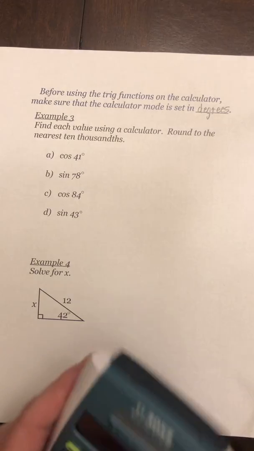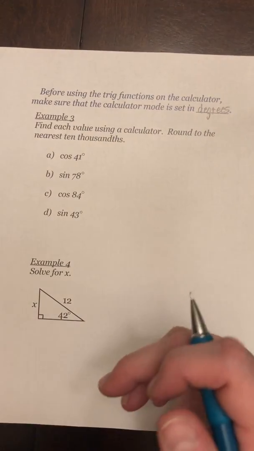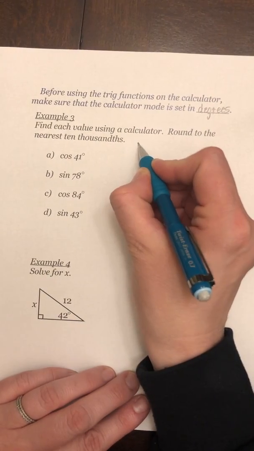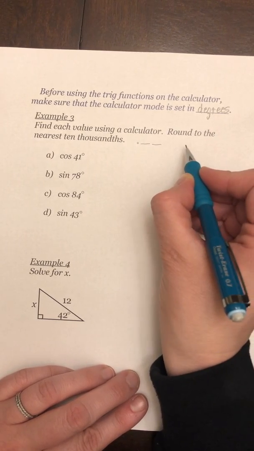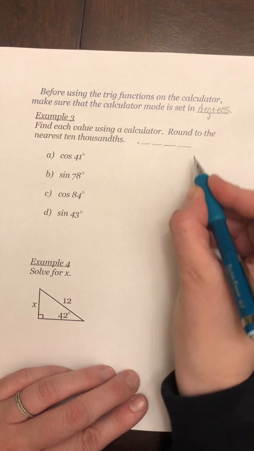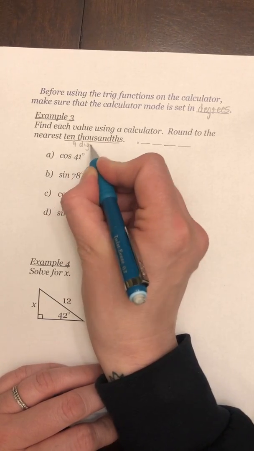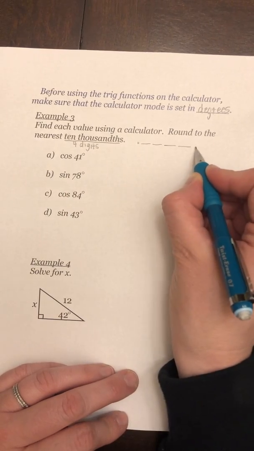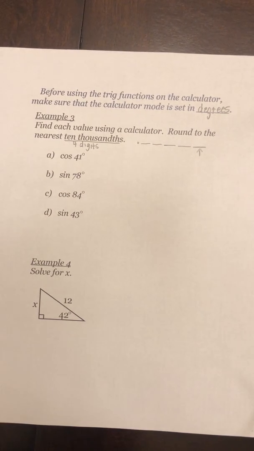So example 3 says find each value using a calculator, and we're gonna round to the nearest 10 thousandths. So let's talk about where are the 10 thousandths placed. Well, if you have a decimal point, that first digit is the tenths place. Then we have the hundredths place, then the thousandths place, then we have the 10 thousandths. So 10 thousandths, that means we want 4 digits after the decimal point. Well, you're gonna have to look at the 5th digit to determine how you're gonna round it. So remember, if it's a 0 through 4, you're gonna keep it the same. If it's a 5 or higher, you're gonna round it up.